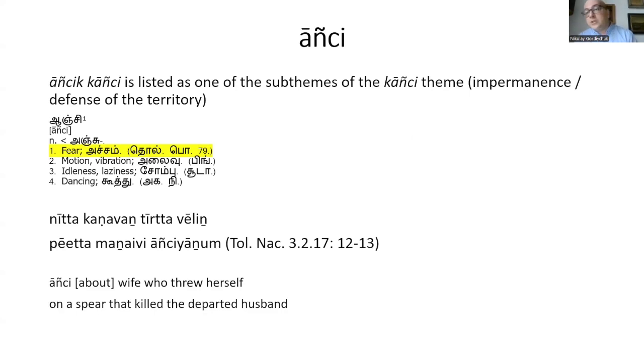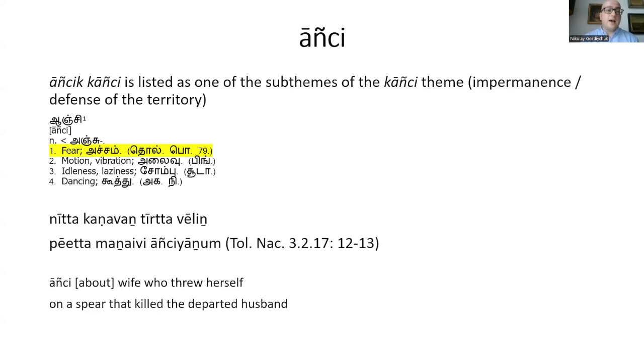So, here are two words which I would like to concentrate on. One of them is Anji, another one will be Koli. Anji is actually almost a hapax. It appears only in grammatical literature, and is listed among the sub-themes of the thinai Kanji of Puram literature. Kanji is a theme of poetry somehow related with impermanence of the world, of life, and also related to lamentations at the battlefield.